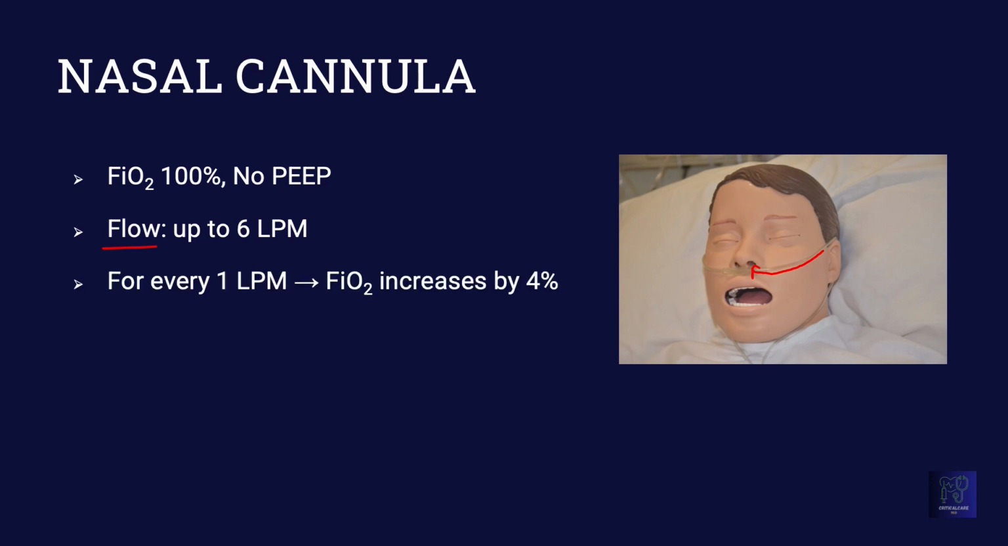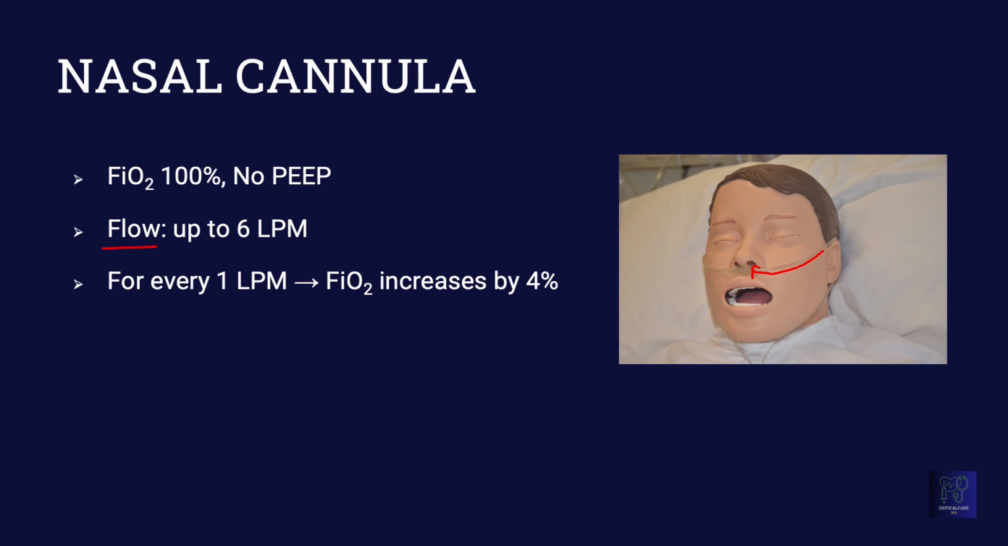Now, for every 1 liter per minute of flow, roughly the FiO2 at the level of the alveolus increases by 4%. Let's say you put a patient on 2 liters per minute via nasal cannula. So 2 multiplied by 4 is 8. Add that on to room air, which is 21%. So the patient is getting roughly 29 or 30% FiO2 at the alveolus level.